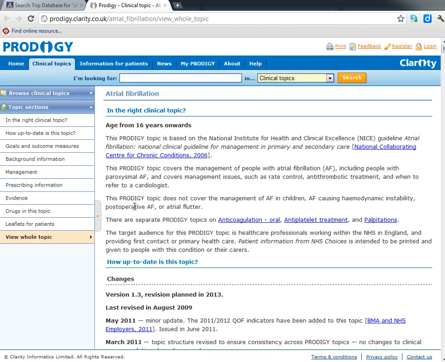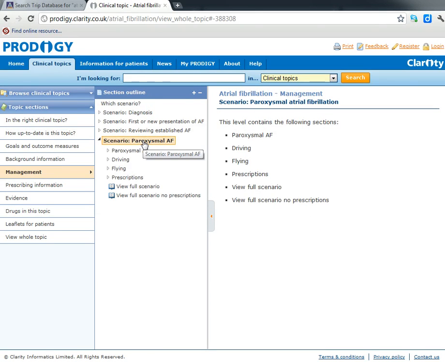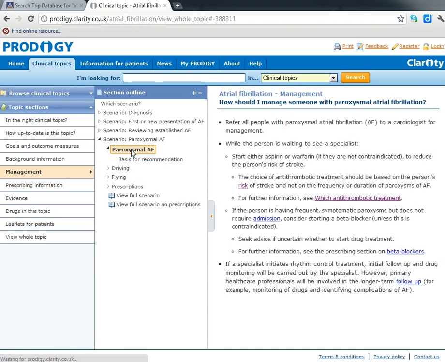This summarises all of the background on managing conditions. It takes all the guidelines and does all the work for you. In this case, this patient had paroxysmal atrial fibrillation, so we were able to look and see that the decision was around whether they should be starting on an anticoagulant or antithrombotic treatment, and whether it would be aspirin or warfarin.